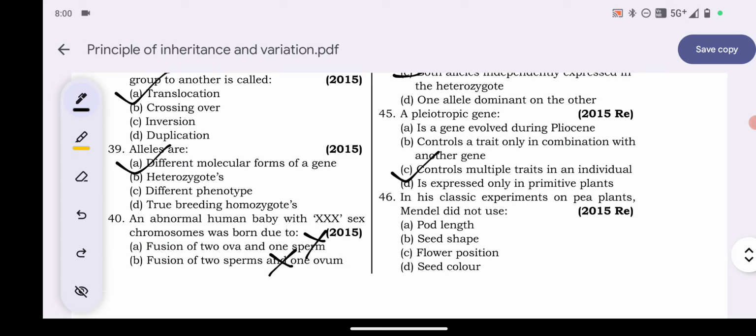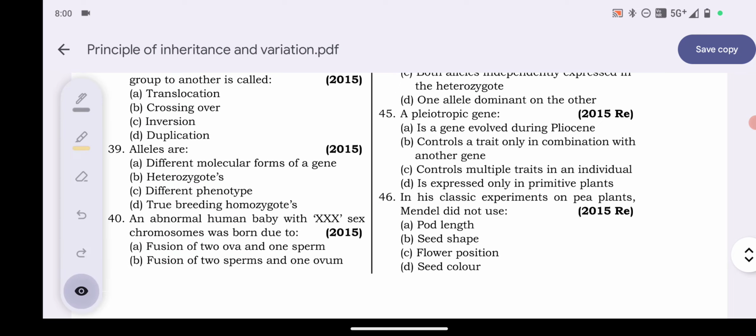In his classic experiments on pea plants, Mendel did not use pod length, seed shape, flower position, seed color. So in the classic experiments, what did Mendel not use? He did not use pod length. Option A will be your answer. Explanation: Mendel conducted hybridization experiments on garden pea. Mendel investigated several characters that were manifested as two opposite traits, for example seed shape, seed color, flower color, pod shape, flower position and stem height. Okay.